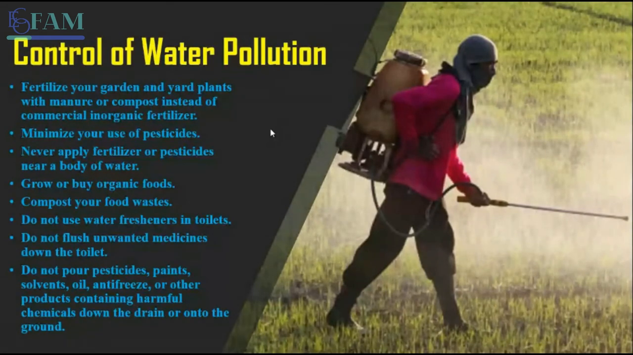Compost food waste: whatever kitchen waste or extra food we have at home, we can easily convert into fertilizer by composting. Do not use water fresheners in toilets, as they pose an extra cost in treating such waters. In Japan, they install sinks on top of the flush tanks of toilets, so that the water used for washing hands is stored in the flush tank and used for flushing the toilet. That's also a conservative method.